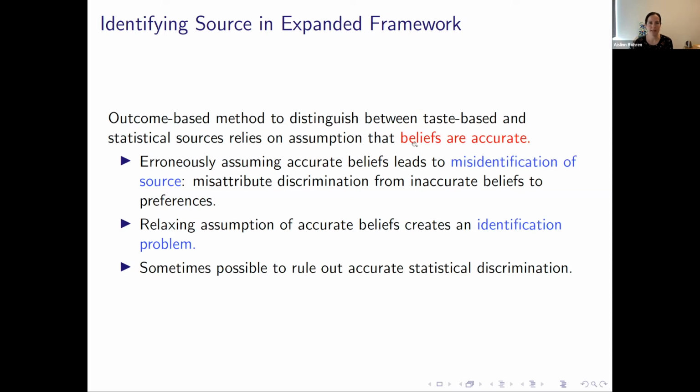The one thing we can potentially do with the outcome-based method is rule out accurate statistical discrimination. So we can say sometimes whether a given decision-making is consistent with accurate statistical discrimination, and if it's not, then we can know that that's not the driver. That's important in and of itself because often accurate statistical discrimination is a different category than something coming from preferences or inaccurate beliefs, in the sense that preferences or inaccurate beliefs is really treating people who should have the same posterior belief about productivity differently.